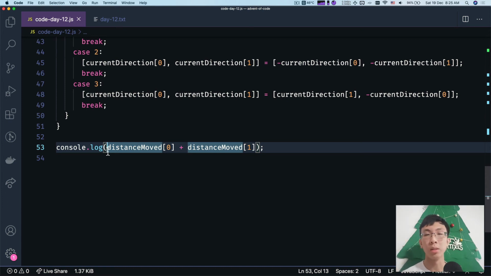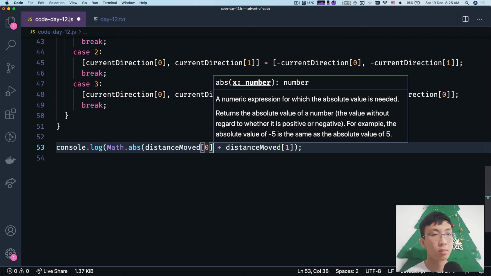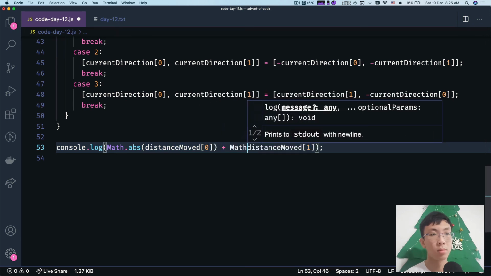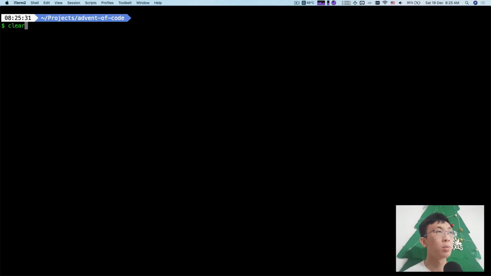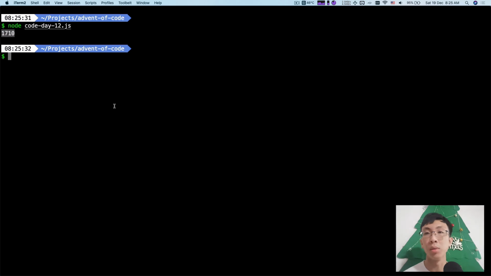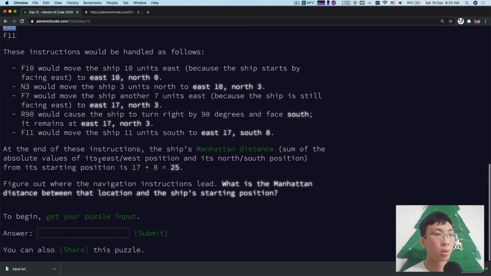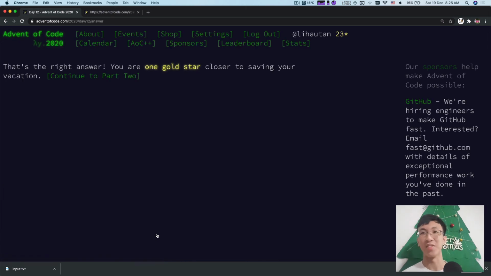What we want is the Manhattan distance, which is like we want the absolute value of the y distance and the absolute value of the x distance, right? Because we don't want the y distance to offset the x distance. So let me clear this and run this again. 1710 looks like a good number. Gonna paste it in. Yes, that's the right answer.